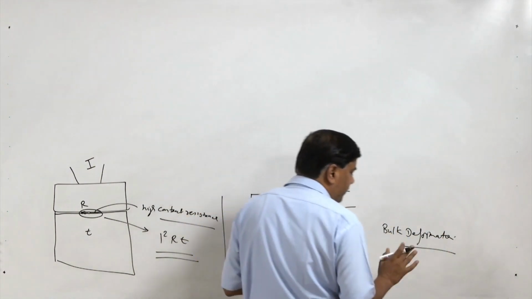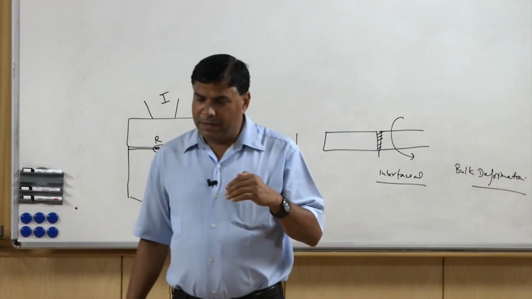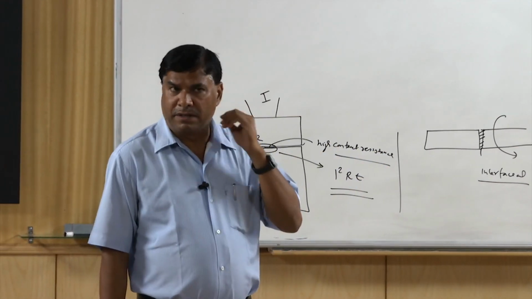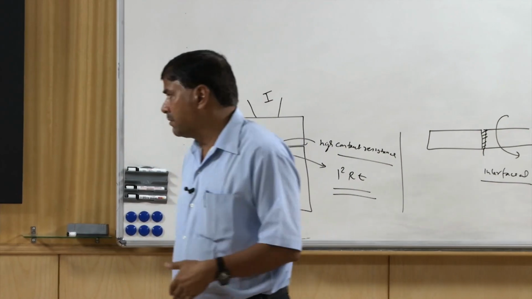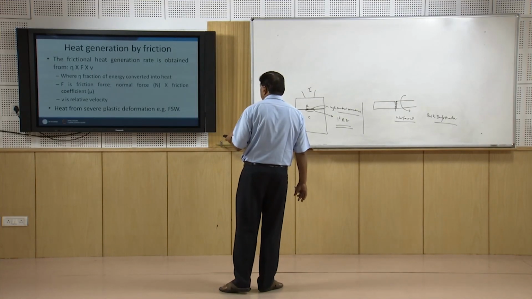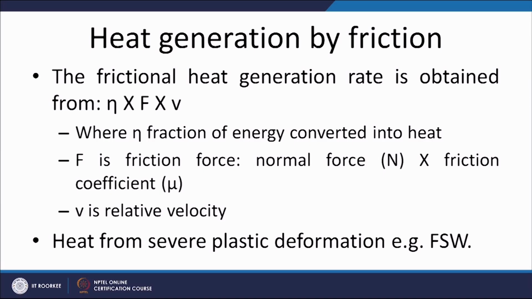We know that whenever a material system is deformed, part of the energy consumed in deformation is also converted into heat. So heat coming from the deformation also contributes to softening of the metal. Basically you will see that heat from severe plastic deformation is also generated in the friction based welding processes, apart from the interfacial friction heat.